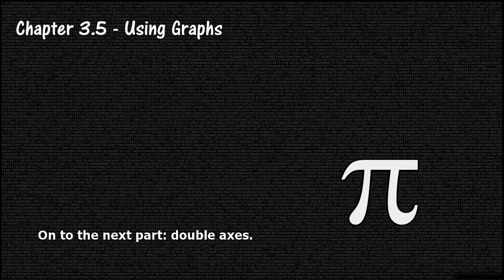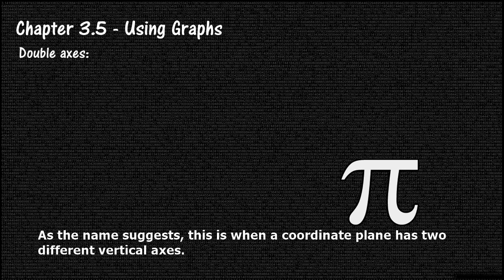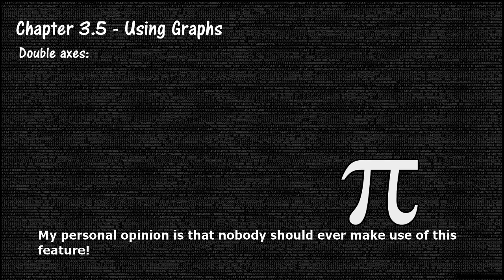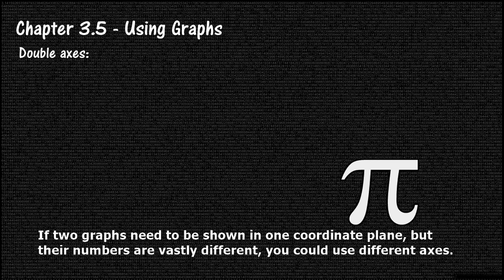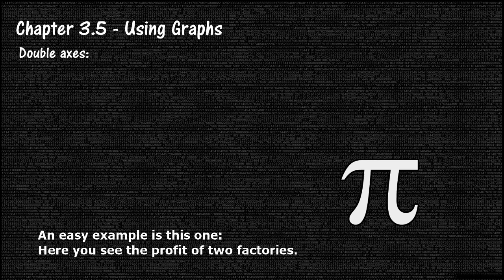On to the next part, double axes. As the name suggests, this is when a coordinate plane has two different vertical axes. My personal opinion is that nobody should ever make use of this feature. But there are still people who think that these types of graphs are useful, so it is for the best if you know how to use them. If two graphs need to be shown in one coordinate plane, but their numbers are vastly different, you could use different axes. An easy example is this one.